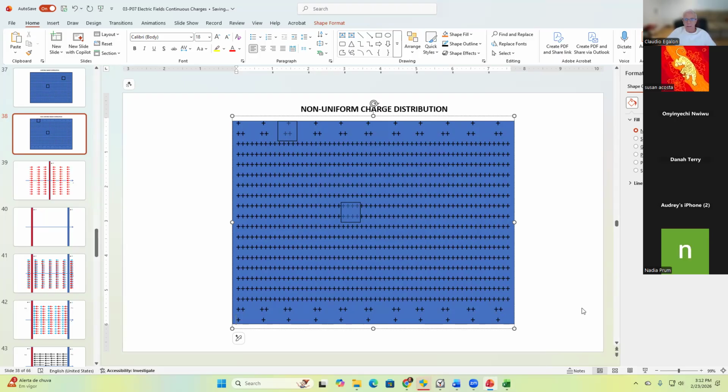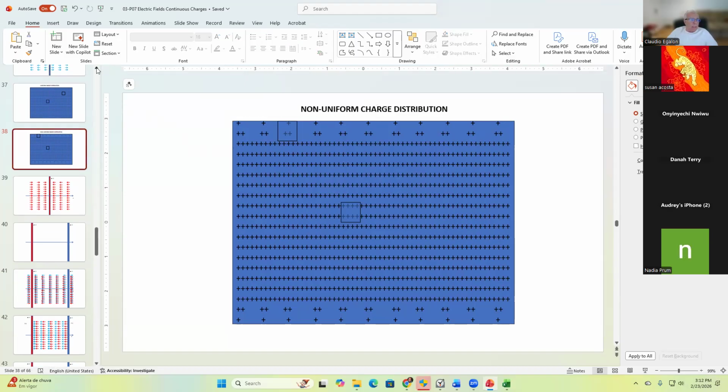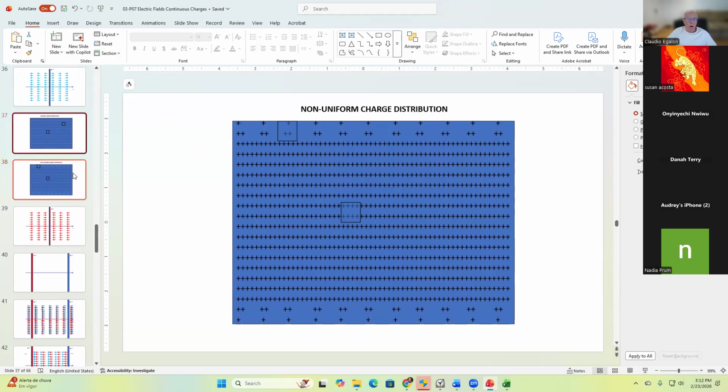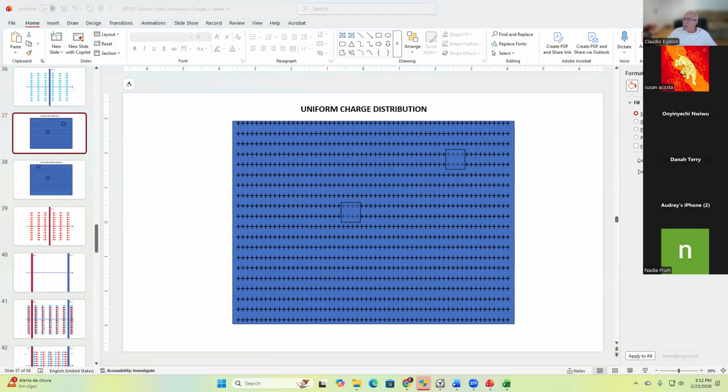See that? The amount of charge here at the top is exactly the same as the amount of charge here at the bottom. Here too, in this row. So there is a symmetry in this charge distribution. Throughout this course, we'll be dealing just with uniform charge distribution, like this one. It's the easiest one to calculate.